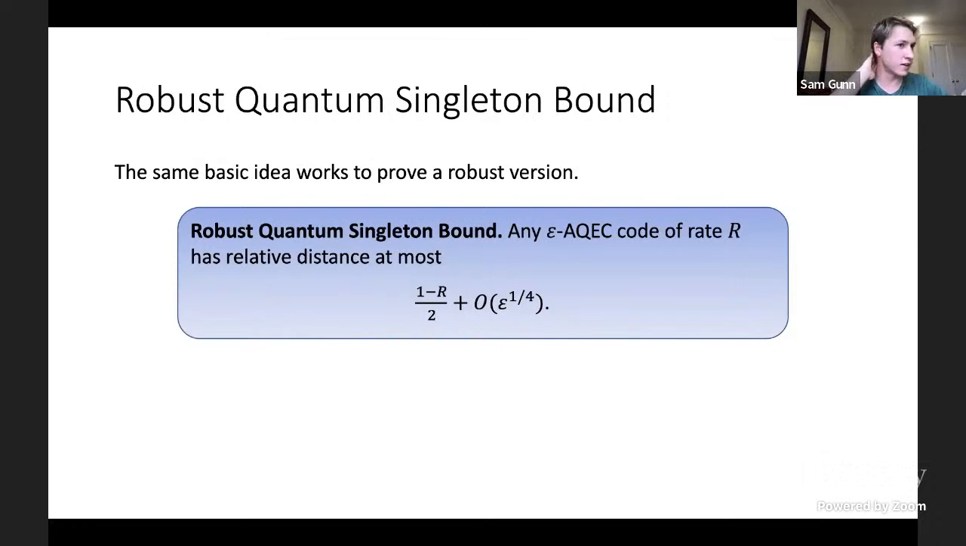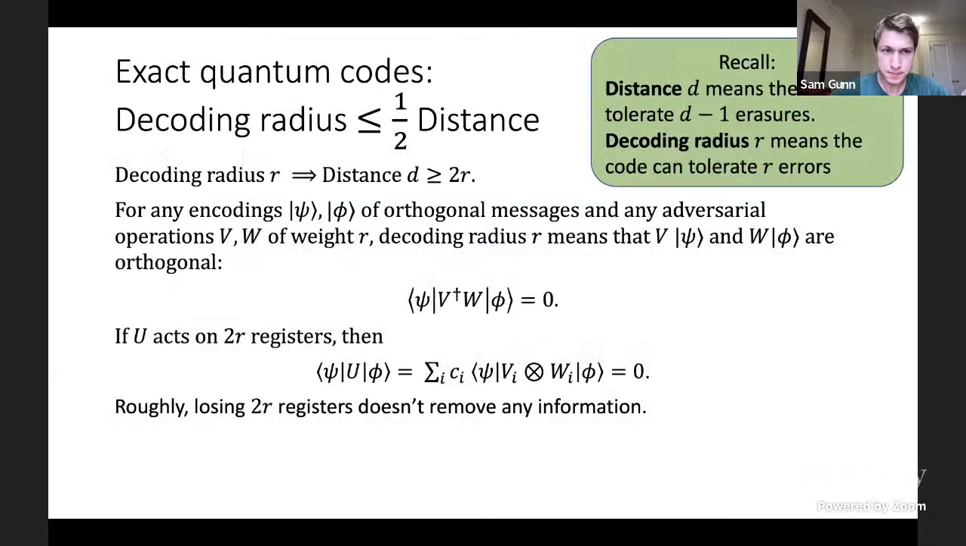the singleton bound can only be violated by some small amount depending on epsilon. Technically, we couldn't find this in the literature anyway, so in order to show tightness of our results, we had to prove it, but it's pretty much an extension of the existing arguments. So okay, for the second part, I told you that there's a relationship between the decoding radius and the distance, at least for exact codes. This is for exact quantum codes and also classical codes. So we said that the decoding radius is almost half the distance.